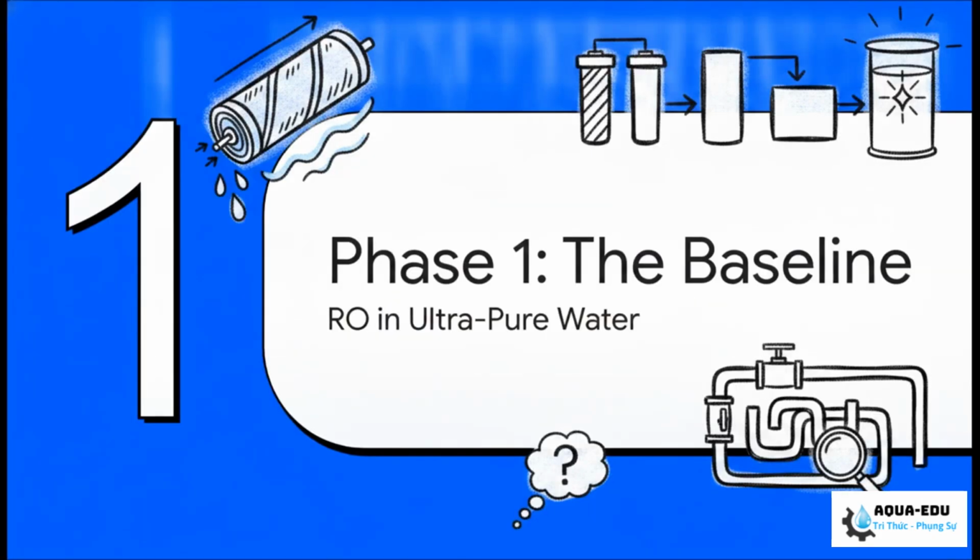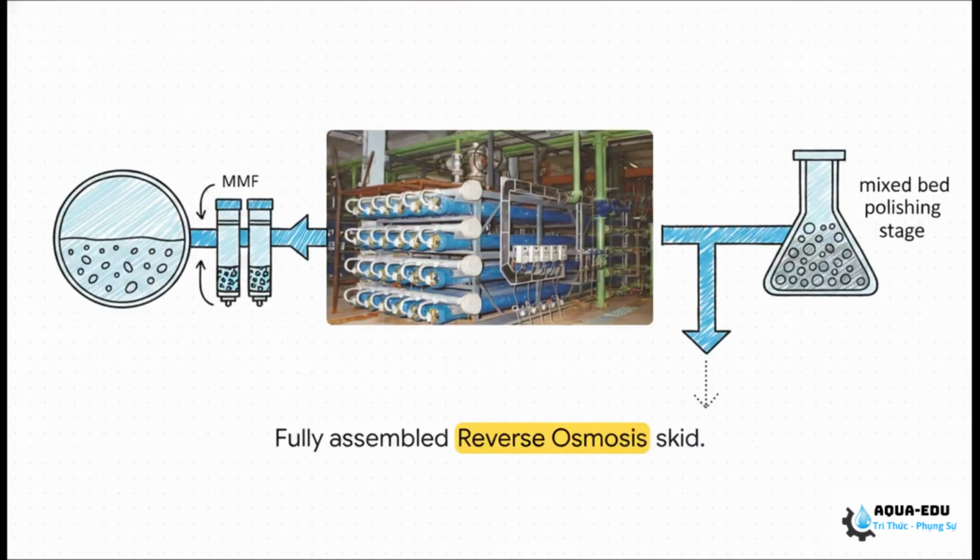All right, phase 1, the baseline. Let's quickly review RO technology in ultra-pure water. Now, before we can actually fix any problem, we have to establish our baseline. Because let's be real, you simply cannot troubleshoot what you don't fully understand. Think about the sheer massive scale of a fully assembled RO system in a standard UPW process. The raw water doesn't just magically hit these membranes directly. No, it runs a huge gauntlet of pre-treatment first.